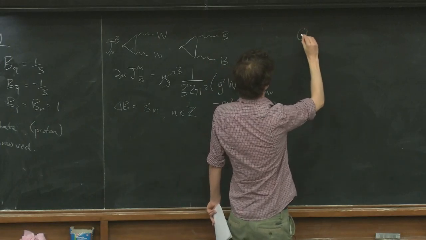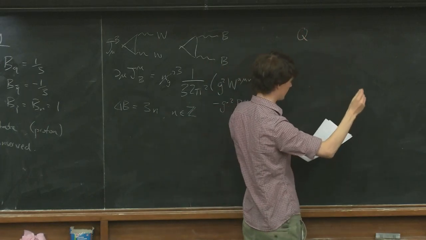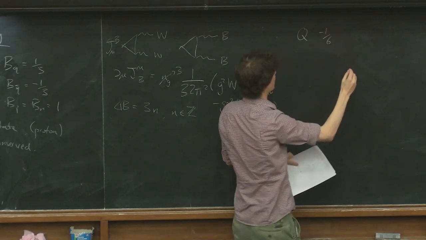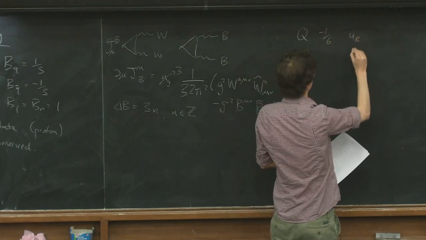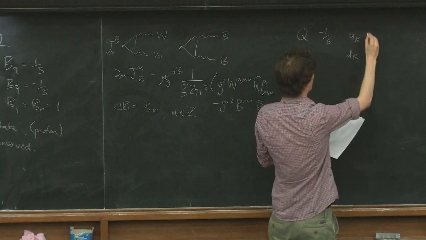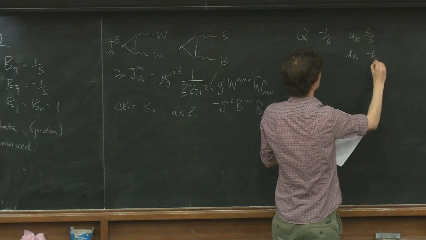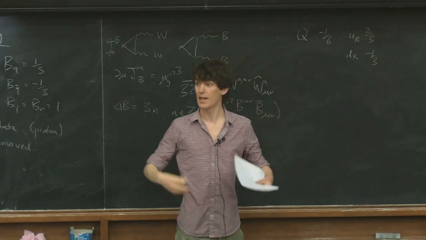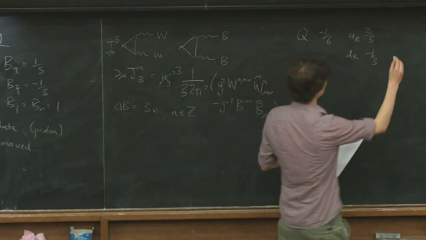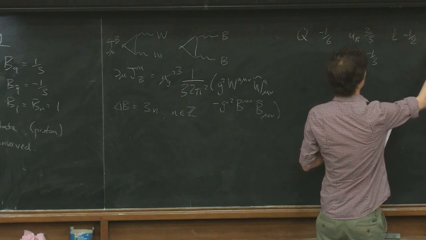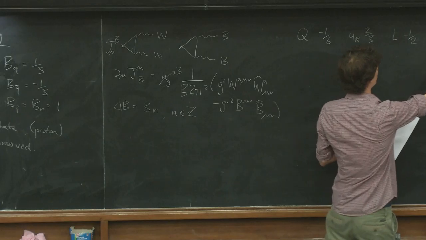So in the standard model, we've got hypercharges for our various things. We've got that our Q has hypercharge minus 6. We've got our up and down hypercharges. This is taking a particular convention, but as long as we take a consistent convention, everything is okay. We've got our lepton multiplet, minus 1/2, and we've got our right-handed electron, minus 1.